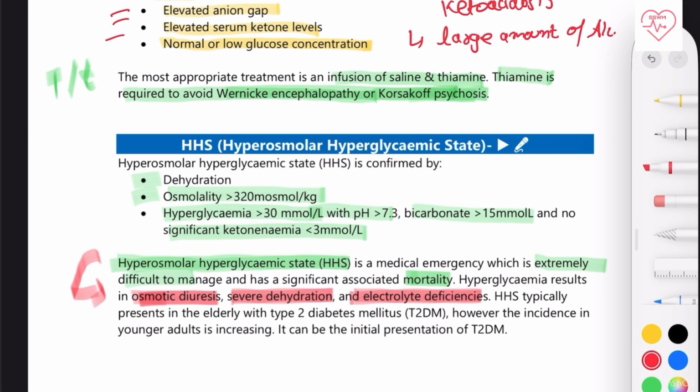Now, HHS typically presents in the elderly with type 2 diabetes. Remember these things: it can occur in type 2 diabetes mellitus and elderly people. However, the incidence in younger adults is increasing. It's increasing, but mostly it occurs in elderly type 2 diabetes mellitus people. It can be the initial presentation of T2D. So let me write the main thing over there: T2DM and in elderly. But now the cases are increasing in younger adults too.